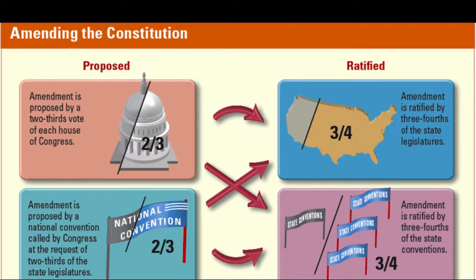More commonly, what we'll find is that if you look up here, an amendment is proposed by a 2/3 vote of each House of Congress, so the Senate and the House propose an amendment, it's voted on, then it gets moved to state legislatures, and 3/4 of state legislatures have to ratify it in order for it to become law. Like I said, this is a monumentally difficult process.